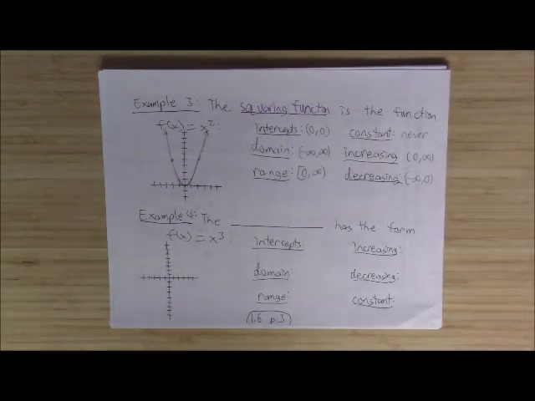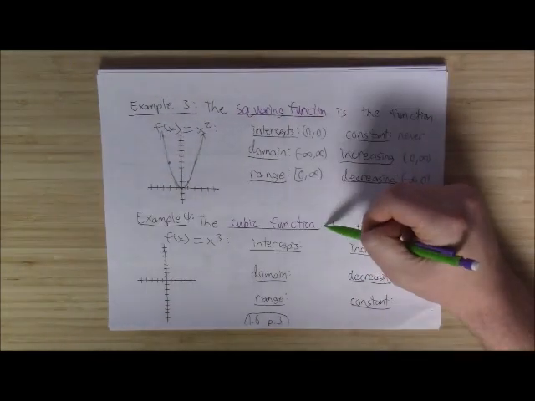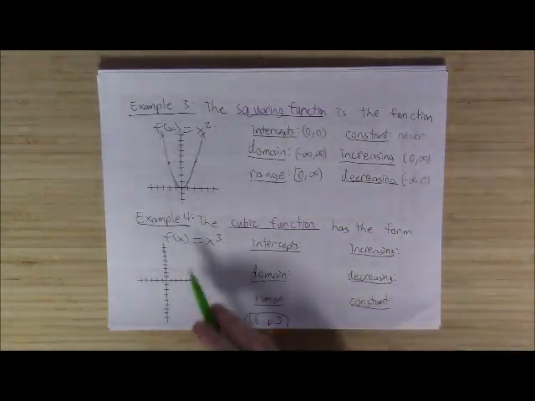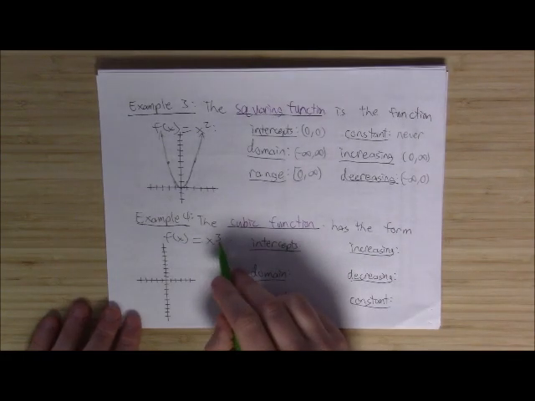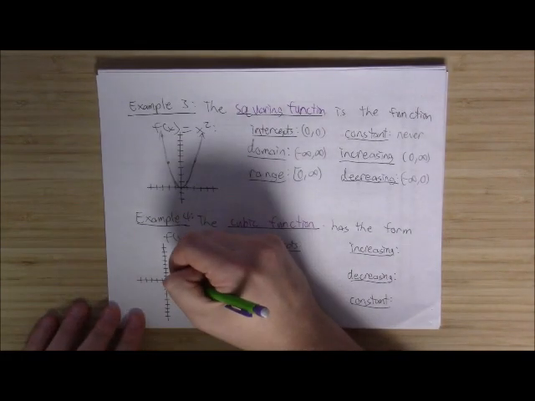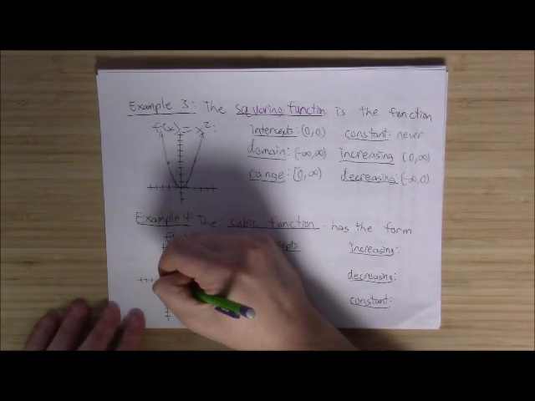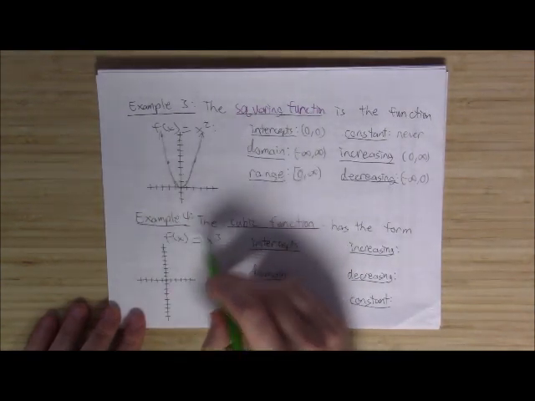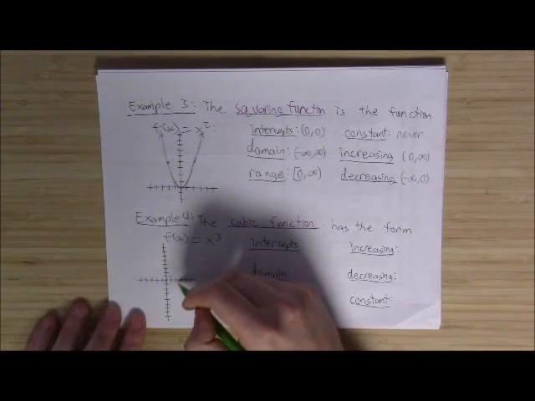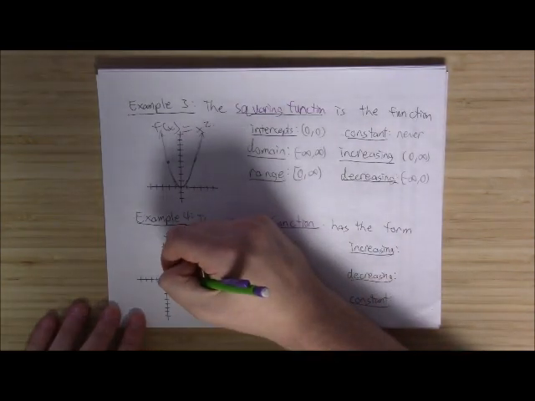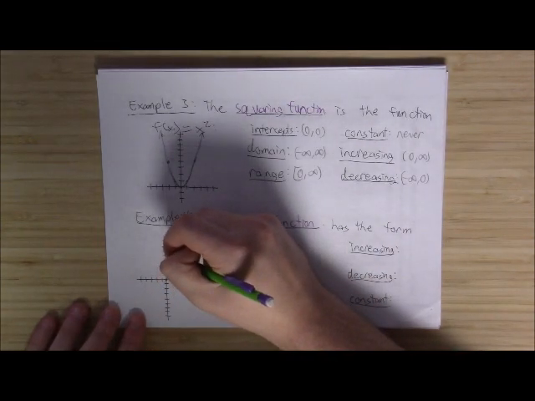On to our next example, the cubic function has the form f of x equals x cubed. What does that look like? Well, whatever you plug in, it cubes. So first, if we plug in 0 we get 0, 1 cubed is 1, but 2 cubed is 8.